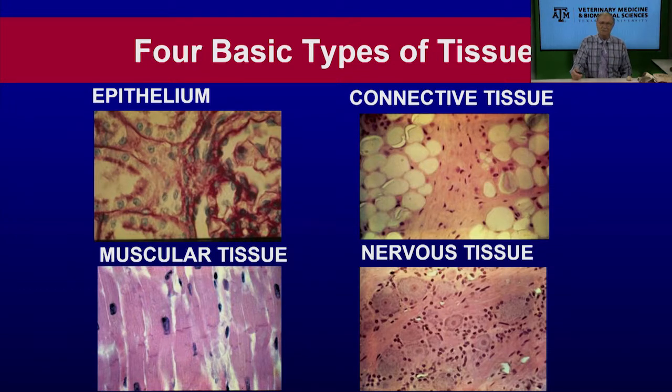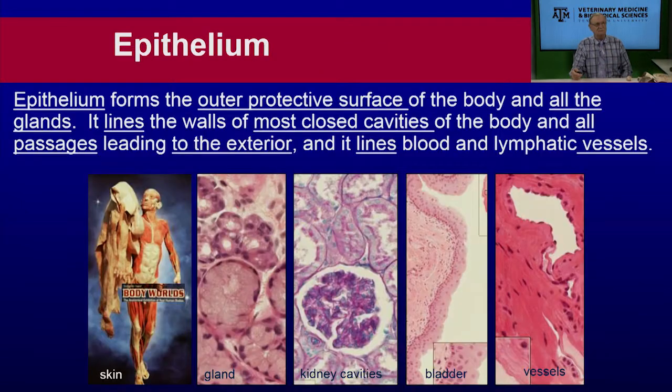It's the control center. It receives the stimuli and it does the response to occur. So here we see epithelium. Epithelium is an outer protective layer. It's the outside of our skin.